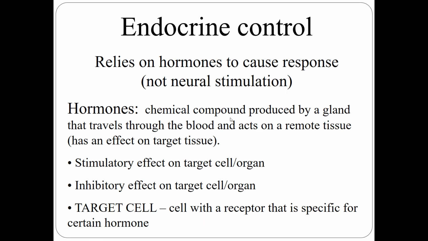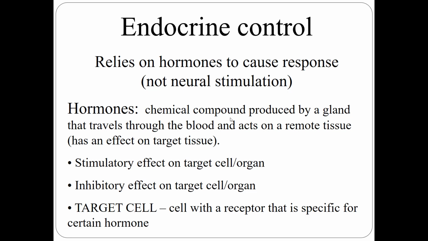All right, so let's switch gears and talk a little bit about endocrine control, so how hormones are controlled. And this really relies on the hormones. So hormones are controlled by hormones. And so it's important that we just make sure that we have a good definition of what a hormone is before we get started here. And so the official definition of a hormone is that it is a chemical compound produced by a gland that travels through the blood and acts on a remote tissue. So it has an effect on a target tissue.